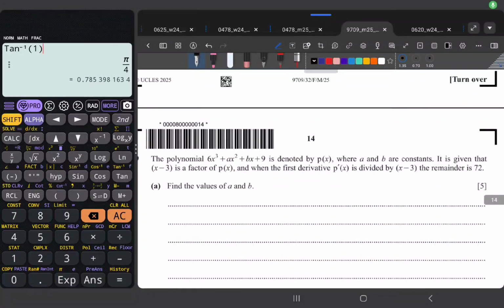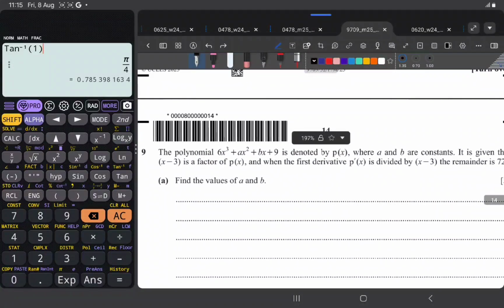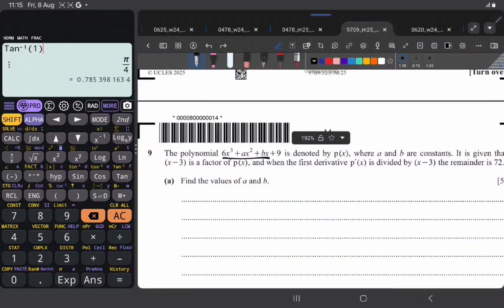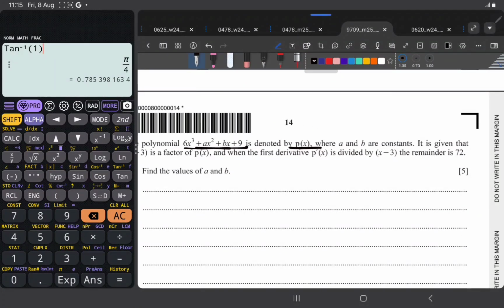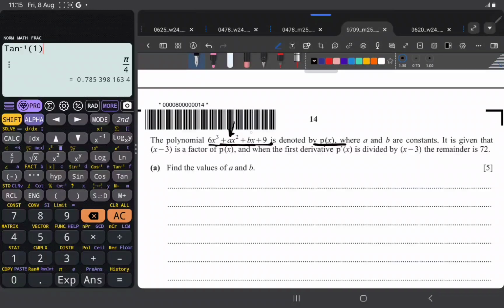So now we are doing number 9. Let's enjoy this number 9. We have a polynomial, and this is a cubic, right? They said it is denoted by P of X. It is given that A and B are things we don't know. So obviously, they'll make us find them. Anyway, let's find out what they want us to do.